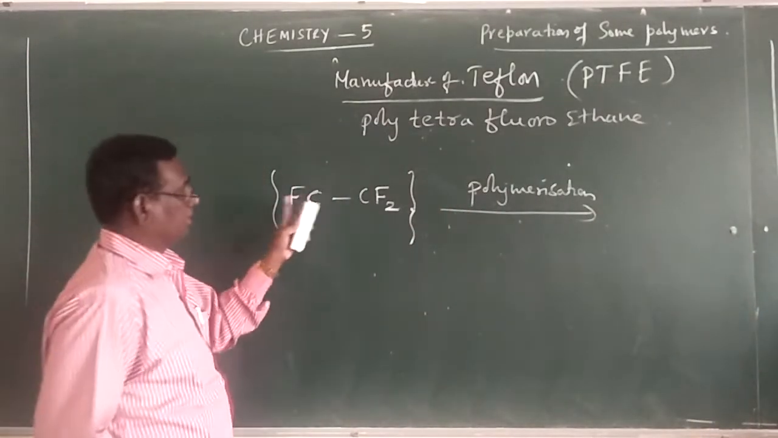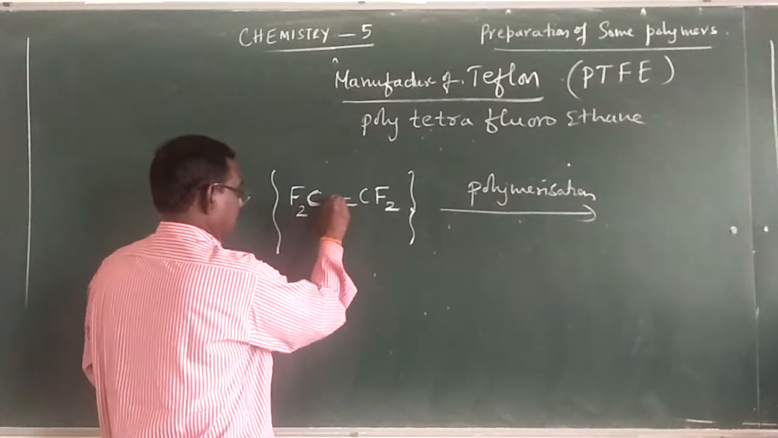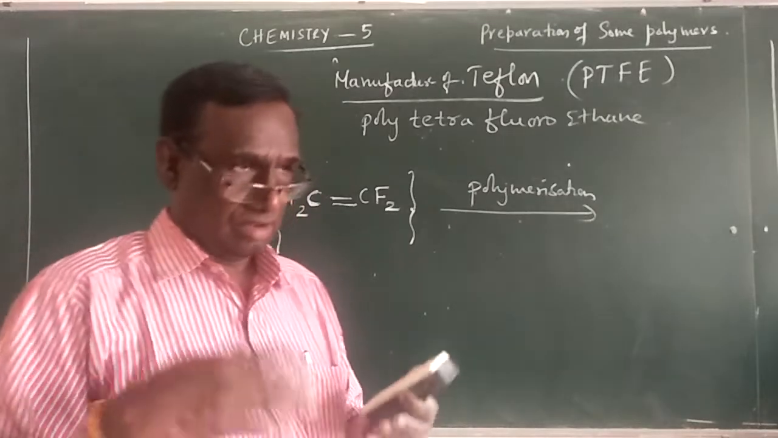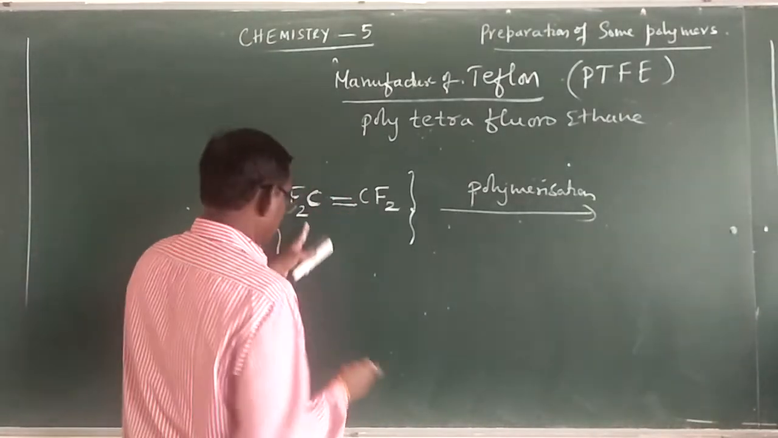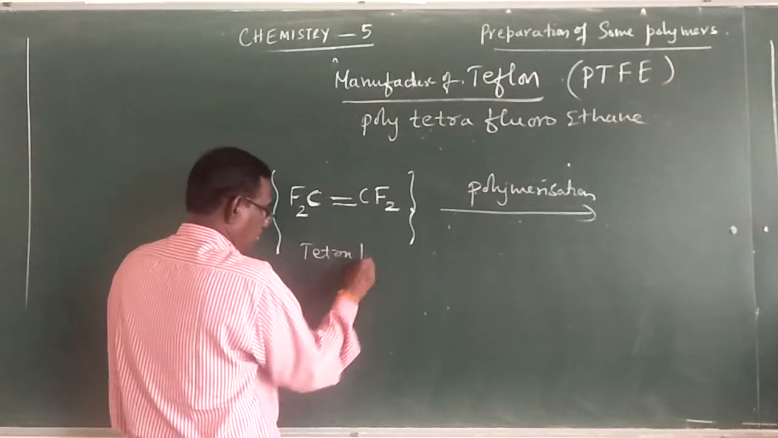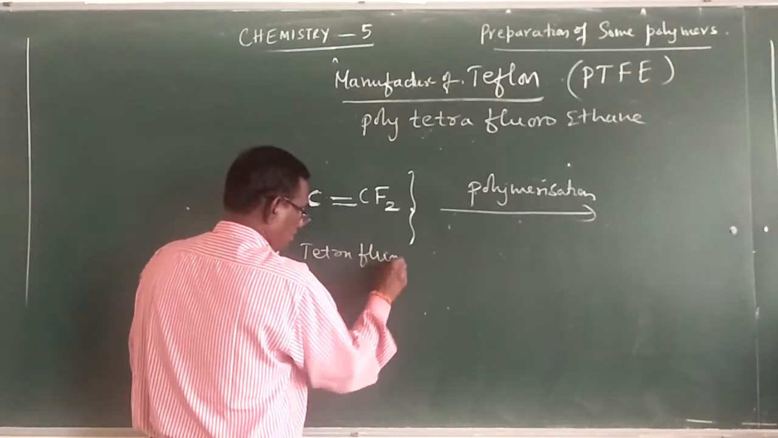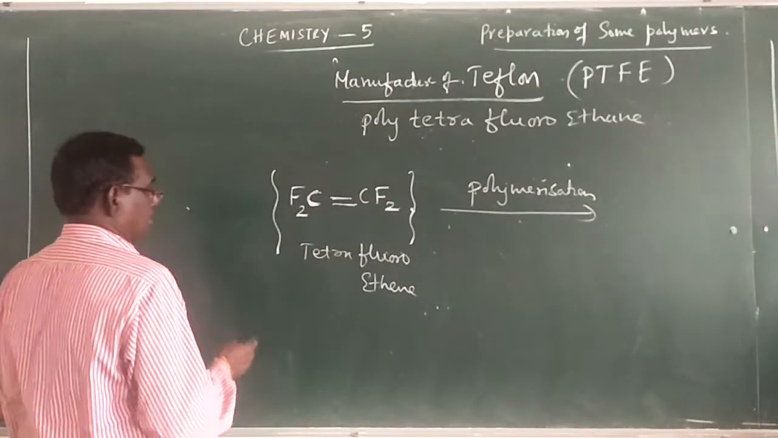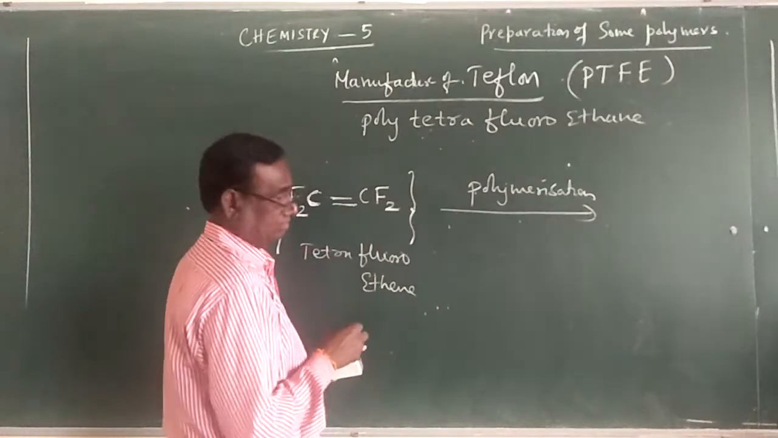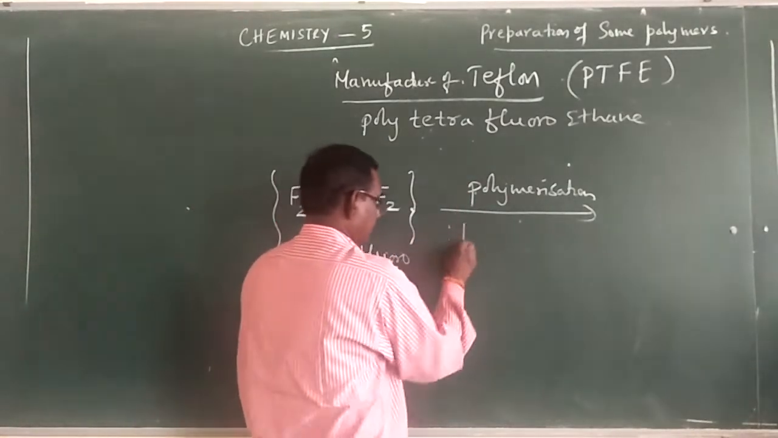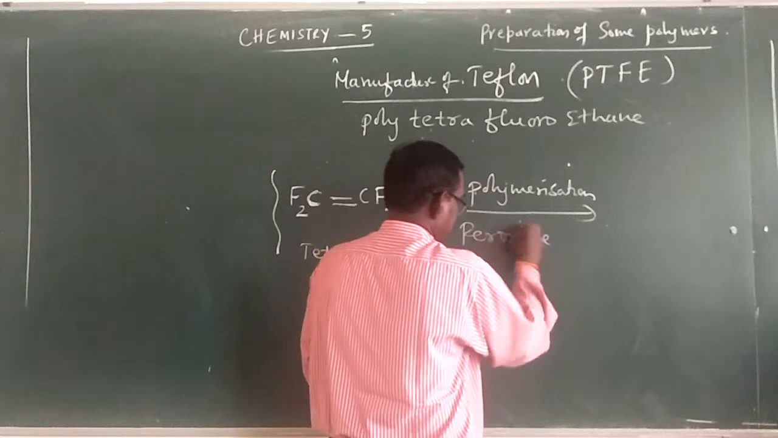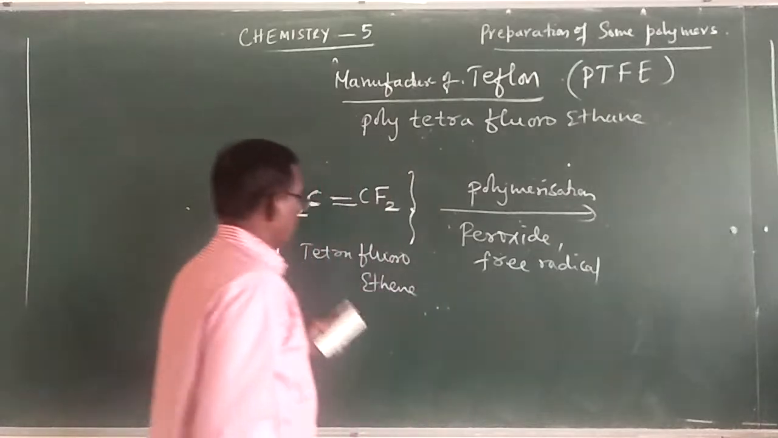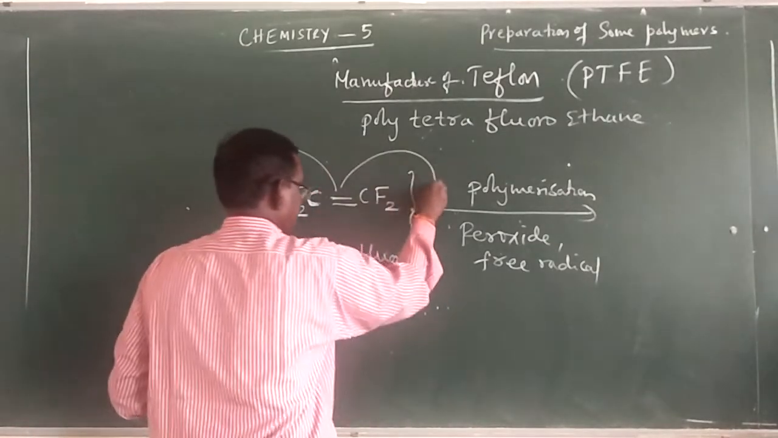So this tetrafluoroethene, ethene means a double bond. Okay. So addition reaction generally takes place with alkenes. Therefore, tetrafluoroethene undergoes polymerization in the presence of peroxide as catalyst or free radicals as catalyst, and you will be getting polytetrafluoroethane.